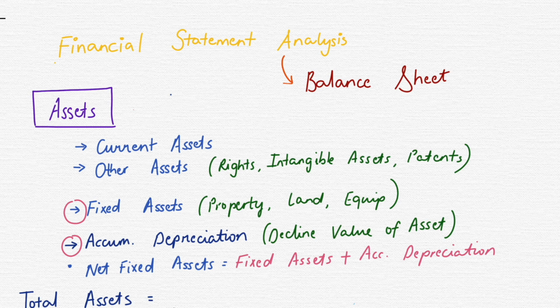Let's just pick a different color. And you add your current assets with your other assets, and once again you add on your net fixed assets, which is just basically the sum of your fixed assets and your accumulated depreciation.